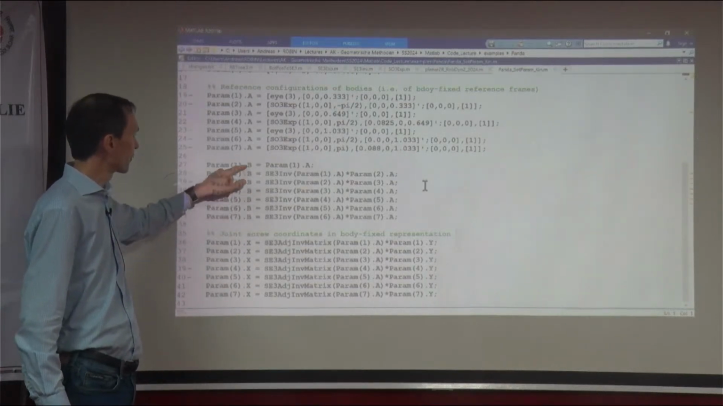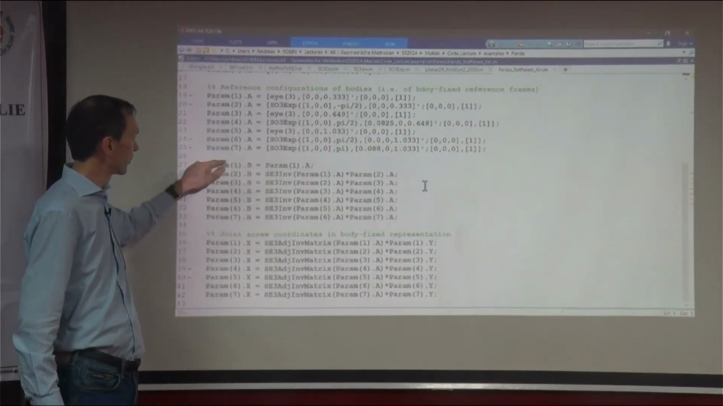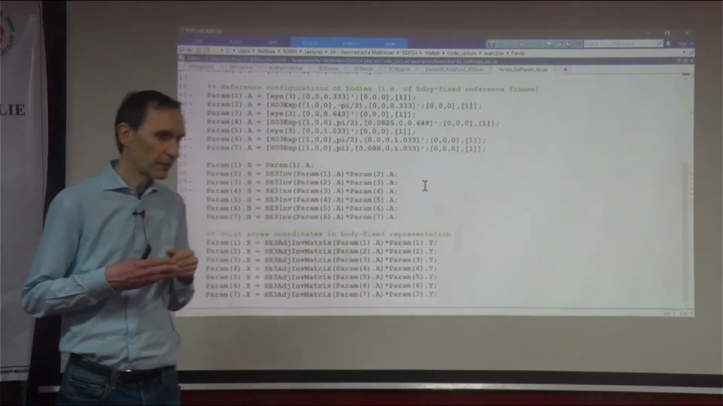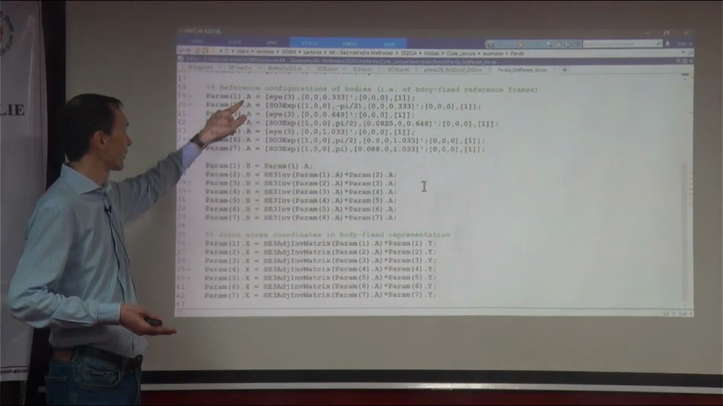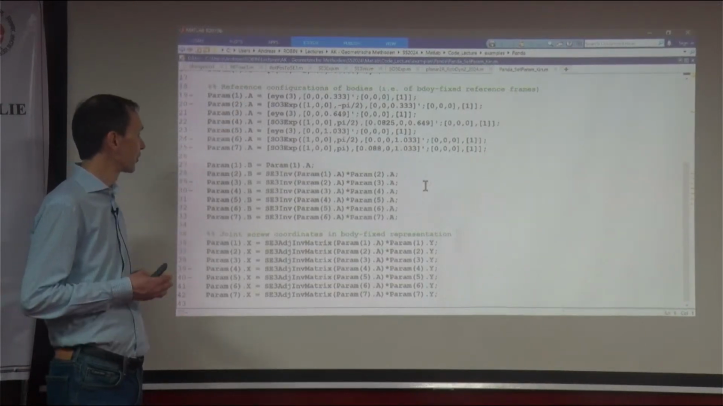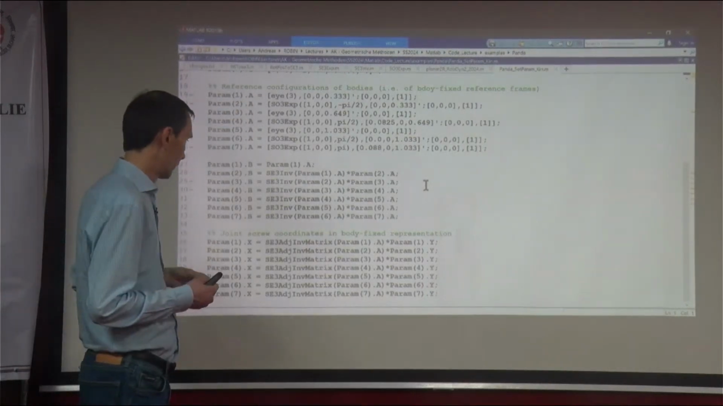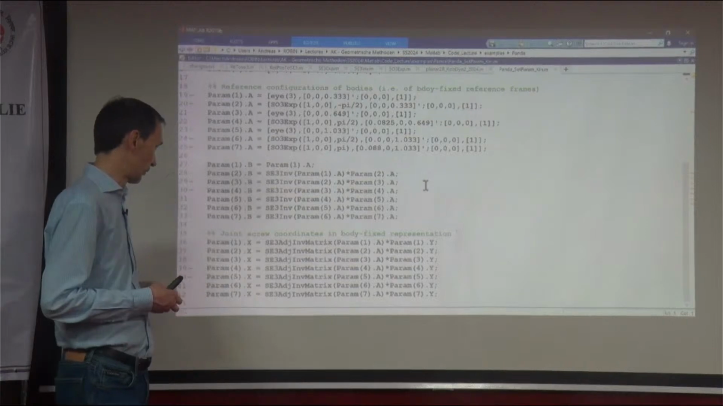And actually, this one is the same, because this is the relative configuration of body 1 with respect to its predecessor, which is essentially the same as the absolute, because the predecessor is the space fixed reference frame.